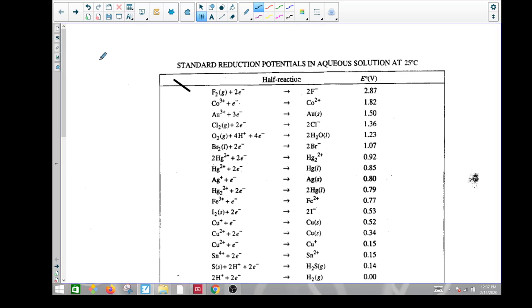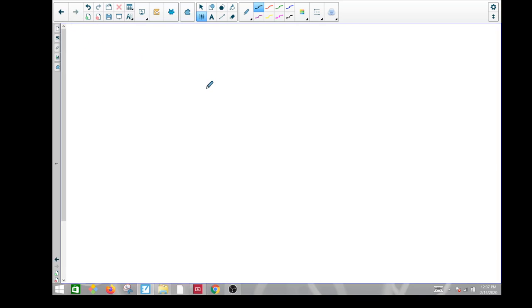Now, one thing before we get started here: an oxidation reduction reaction is a reaction that has basically an exchange of an electron. One item loses an electron, one item gains an electron. If you're losing an electron, you oxidize; gaining an electron, you reduce.